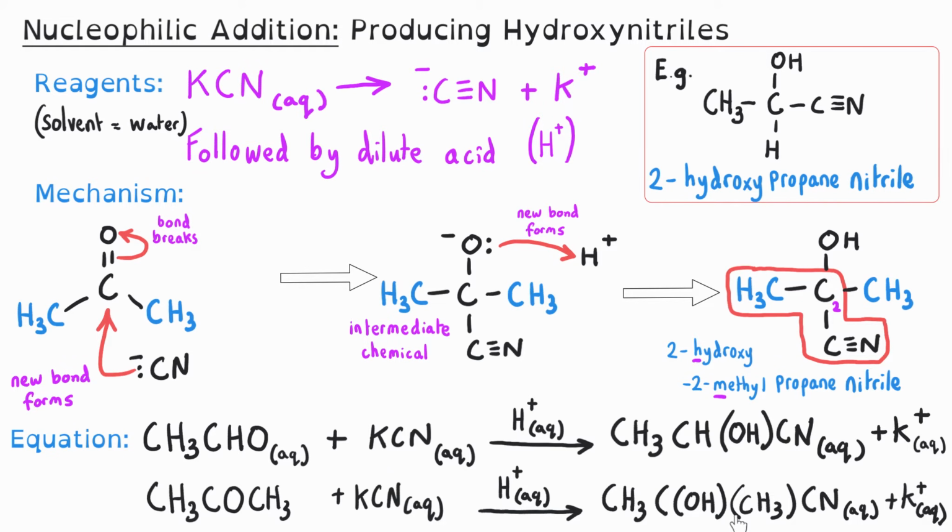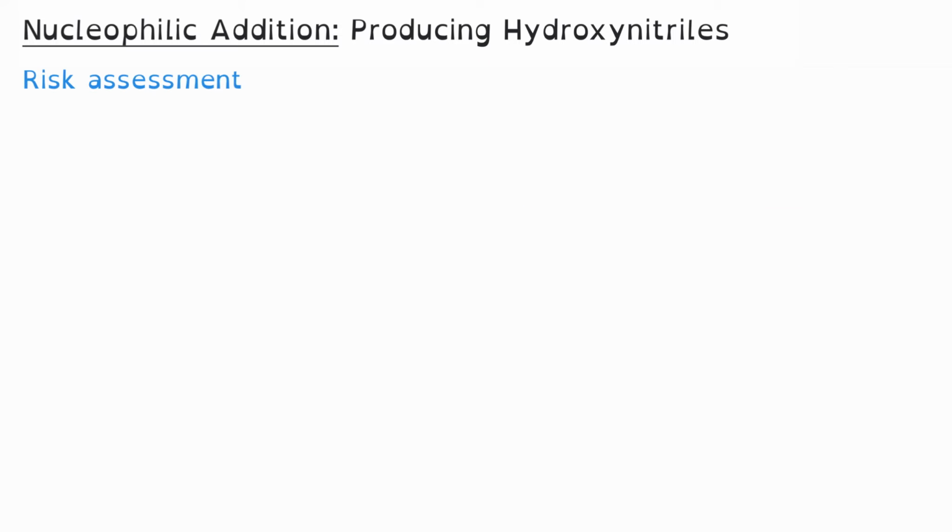You could probably get away with that the other way around, but I prefer to show the nitrile as being part of the core chain. That reminds us of its priority. When we do this mechanism, we use potassium cyanide, which has some associated hazards. And so it's really important to carry out a risk assessment.